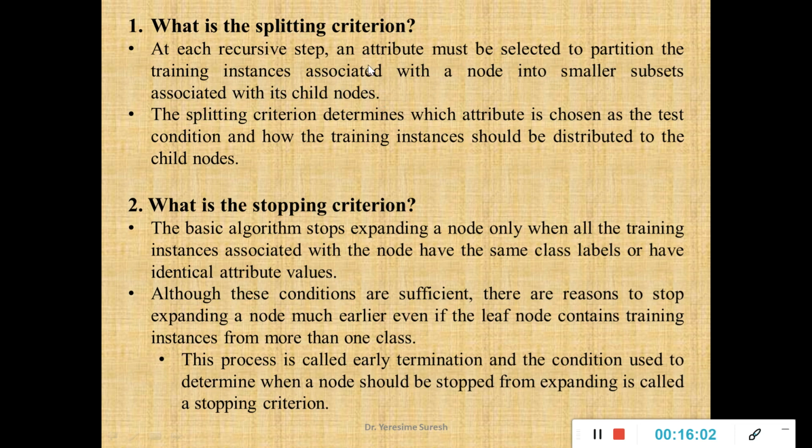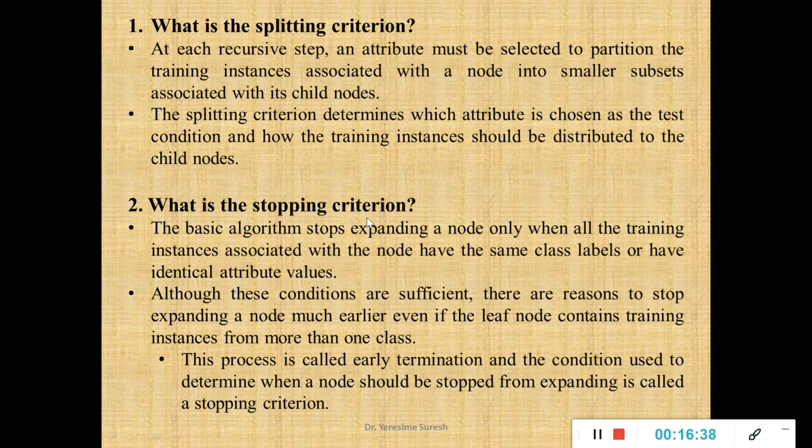At each recursive step, an attribute must be selected to partition the training instances associated with the node into smaller subsets with its child nodes. So I'm supposed to split a node. When I split, it should be a subset of the parent node. That means the child node should be the subset of the parent node. The splitting criteria determines which attribute is chosen as the test condition and how the training instances should be distributed to the child nodes. That is the first thing. How to split based on the purity or impurity, and once I split the parent node, the child nodes or the subset should be the part of your parent node. That is the first design issue to be considered in your decision tree induction or your Hunt's algorithm.